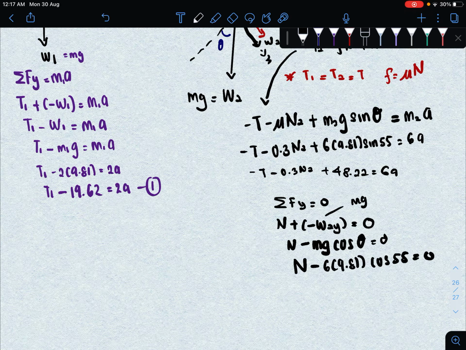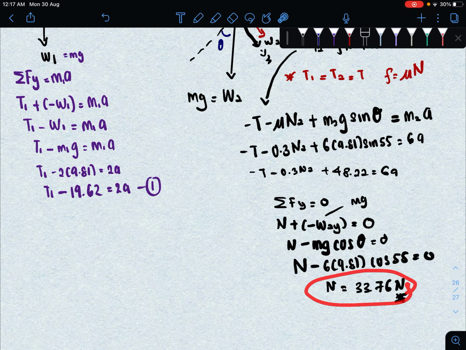So, you can do your maths 6 times 9.81 cos 55. So, you should get 33.76. So, N ni sebenarnya sama nilai dengan 33.76 Newton. Okay, ini adalah value of the normal force.